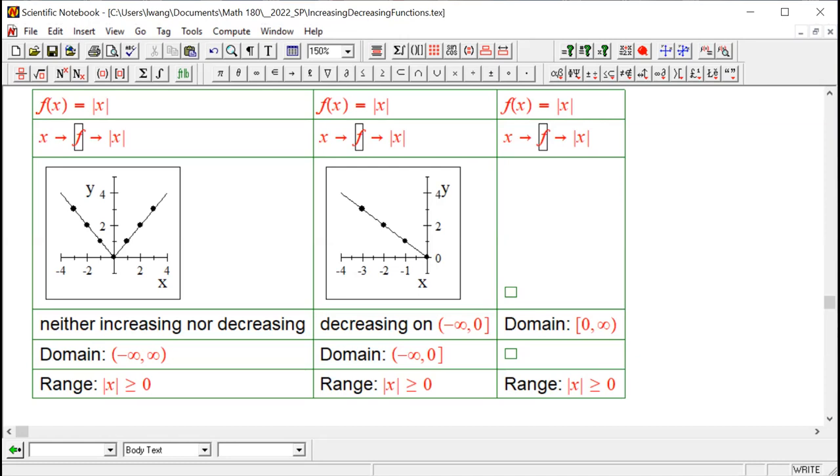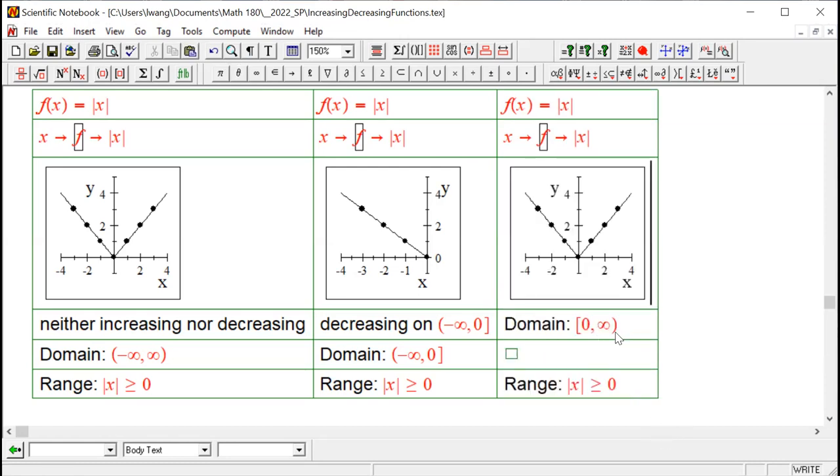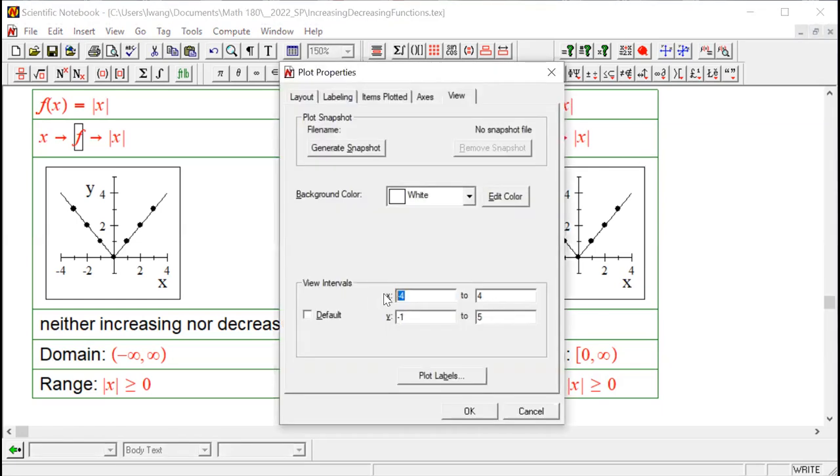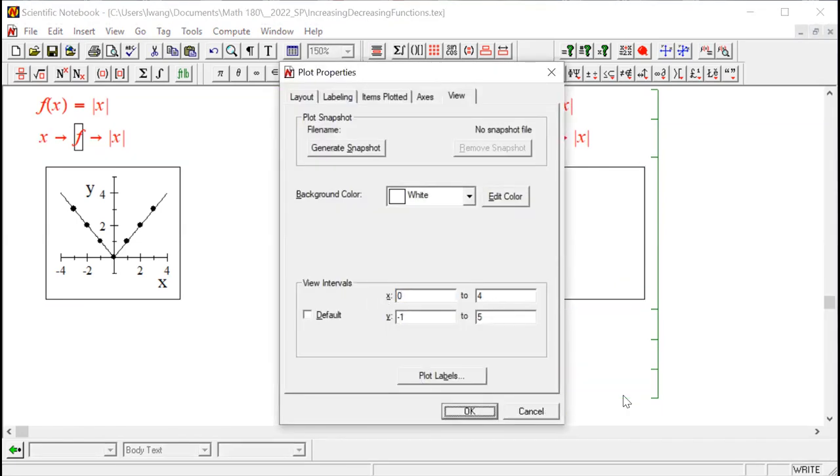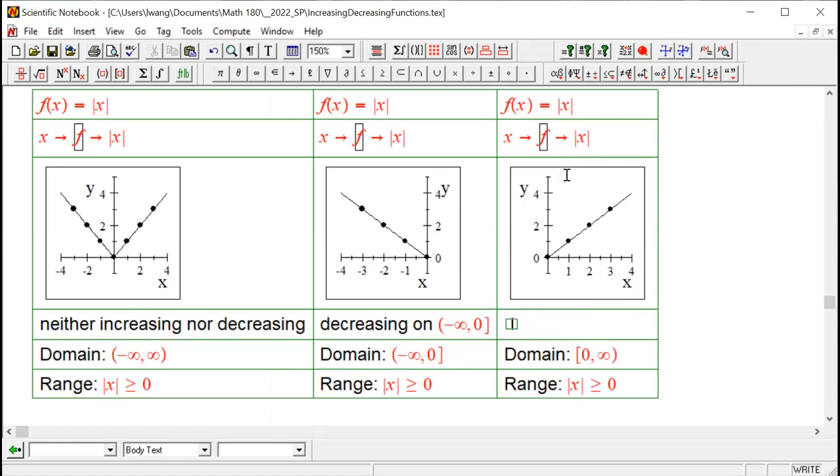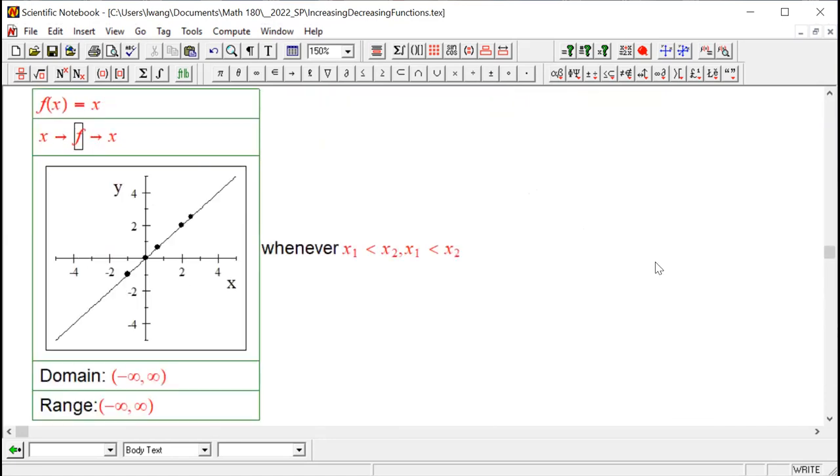Okay, so let's look at the other one. On this interval, if I only choose the positive side, that's from 0 to infinity, that's increasing. Increasing on this interval. Okay, so that's the narrative about these functions.